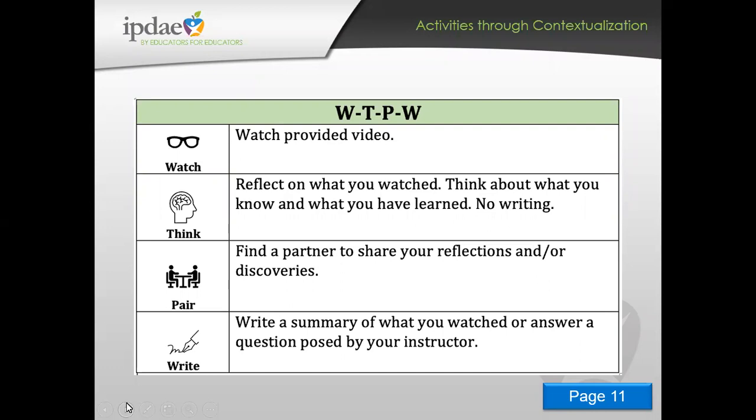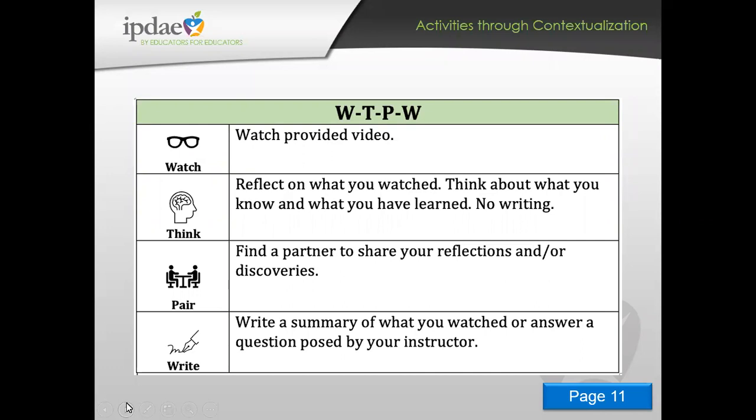So for example, students will watch and listen to a video about market segmentation. They will think and reflect about what they have watched. At this time, there's no writing. They're thinking, they're reflecting. So students are not writing. They're thinking about how market segmentation relates to communication and marketing. Okay. Then they're going to pair up and discuss what they watched with a classmate. And then they'll write to answer a question generated by the instructor about the video.